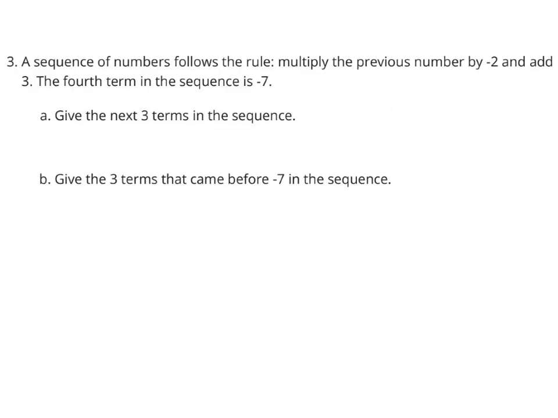Okay, a sequence of numbers follows the rule: multiply the previous number by -2 and add 3. So -2n plus 3. The fourth term of the sequence is -7. So I got a number. I got a number. I got a number. So 1, 2, 3. The fourth term is 7. 7 times -2 is 14. 14 plus 3 is 17.